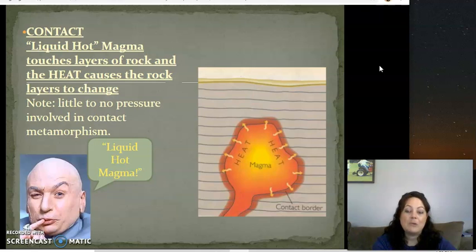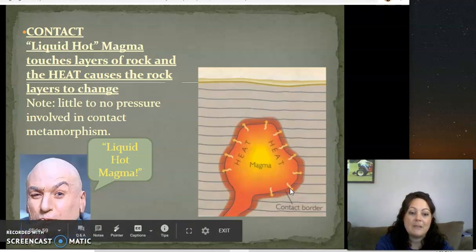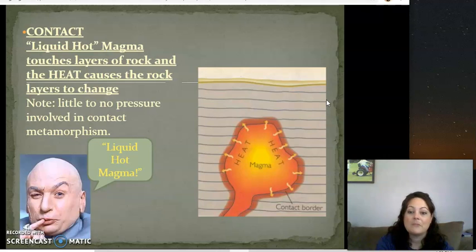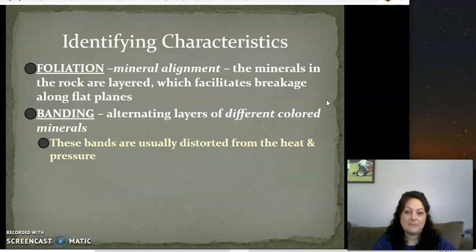Then there's contact metamorphism, when that liquid hot magma touches the layers of rock and the heat causes the rock layers to change. So that contact border that surrounds that pocket of magma, so right around in here, that's where you're going to find that metamorphic type rock. There's little to no pressure involved in this type, it's all heat.